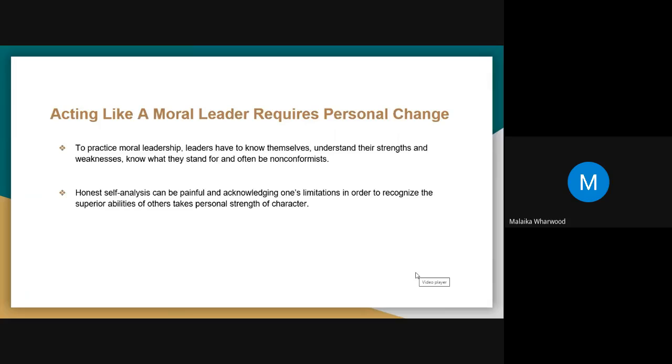Acting like a moral leader requires personal change. To practice moral leadership, leaders have to know themselves, understand their strengths and weaknesses, know what they stand for, and often be nonconformists. Honest self-analysis can be painful, and acknowledging one's limitations in order to recognize the superior abilities of others takes personal strength of character.